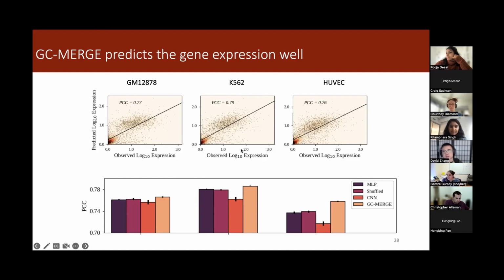Hey, Ritambhara, I have a similar question. Instead of having the graph, what if you connect it to the closest enhancer or the closest element instead of just the distance-based graph? Would you still have lower performance than what you have? Have you tried that?